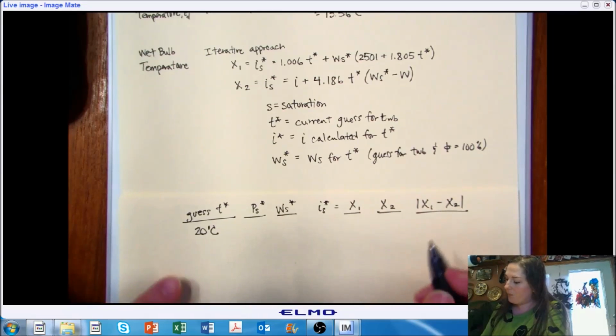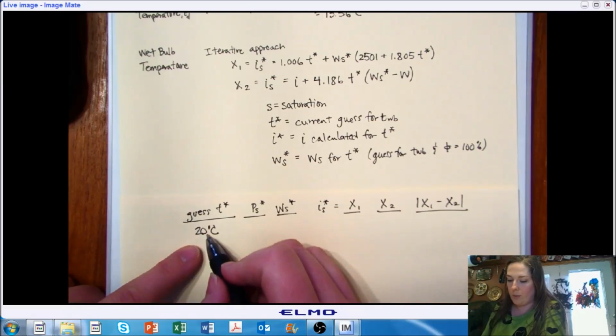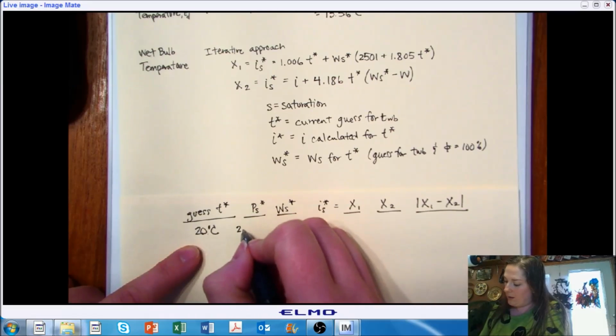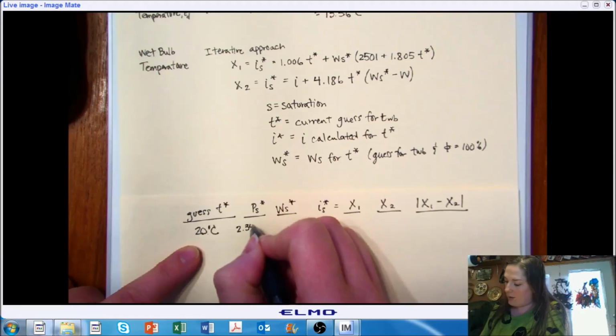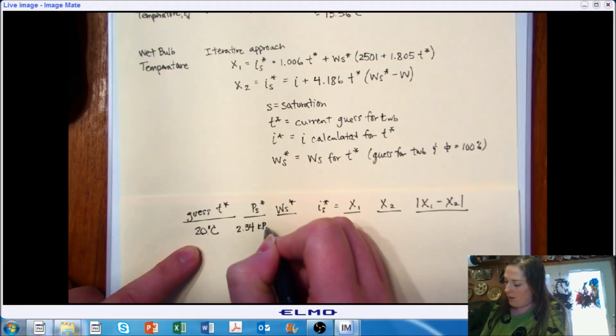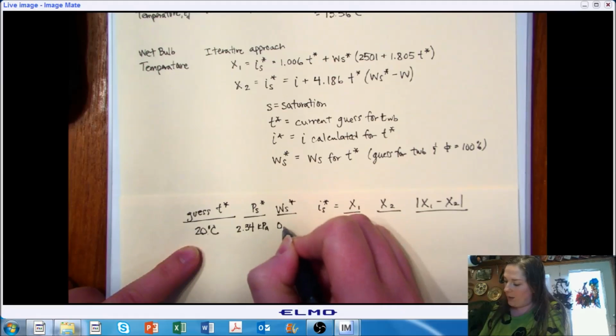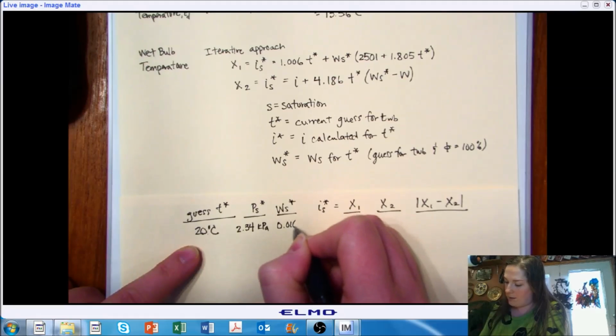Okay. All right, so for our first guess, we're guessing 20 degrees Celsius. We get the saturation pressure, and then we get our humidity ratio at our guess.